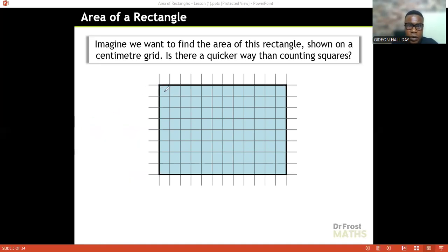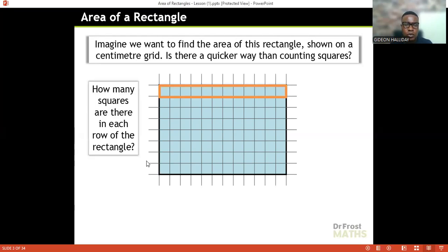So 1, 2, 3, 4, 5, 6, 7, 8, 9, 10, 11, 12. So this is 12, and this is 1, 2, 3, 4, 5, 6, 7, 8. This is 8. So we can do 8 times 12, and boom, we've gotten the area, rather than counting all the squares, that would take a billion years.